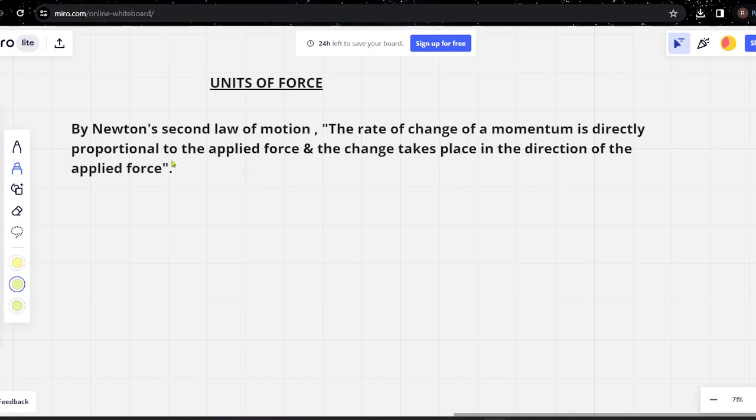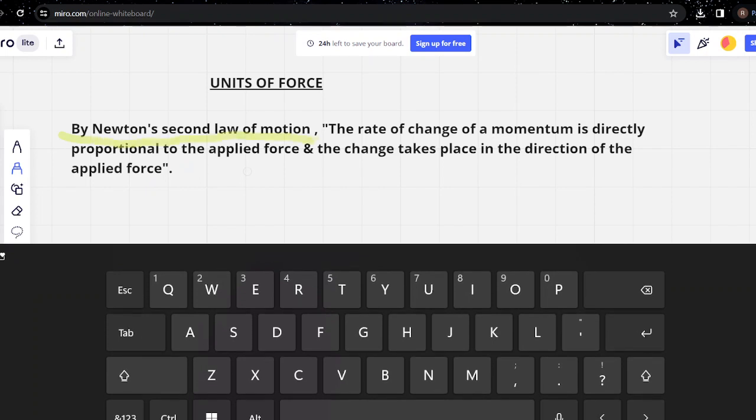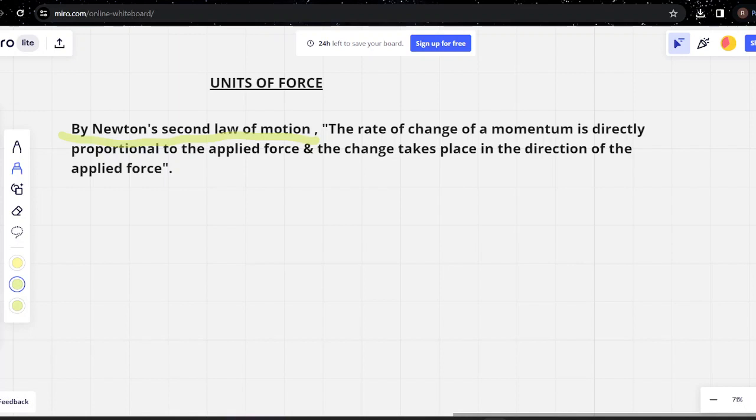In this video, we would be discussing units of force. Force is an agent whose action can produce acceleration in the body. By Newton's law of motion, we can say that the rate of change of momentum is directly proportional to the applied force. This is point number one.